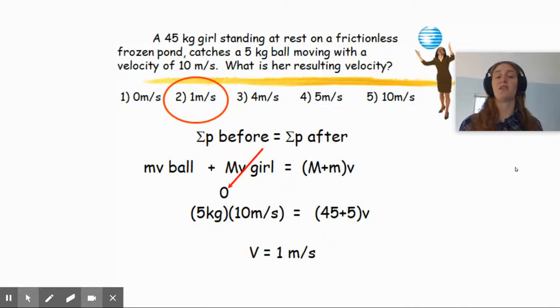All right, so your answer should be 1 meter per second. For the momentum of the ball beforehand, that's just my mass times velocity of the ball. The girl's not moving, so her momentum will be zero. And then afterwards, they are going at the same velocity. So I did the thing where I just added the masses together and I got 1 meter per second.